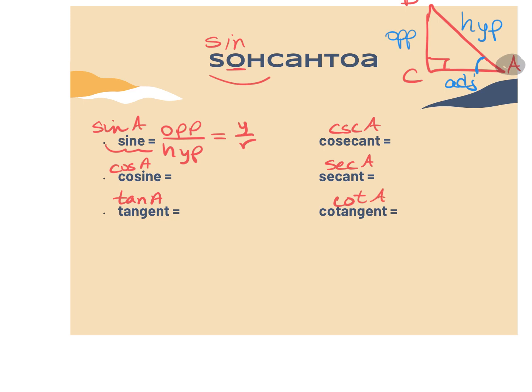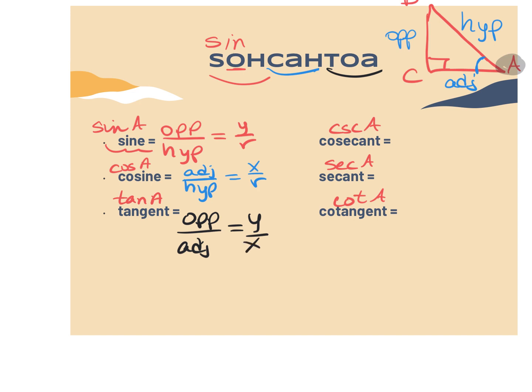So cosine, back in geometry, you memorized that. That's the C here, and that was adjacent over hypotenuse. And then what we just learned the other day, X over R. And then for tangent, that's the TOA, so that's opposite over adjacent. And yesterday we saw it's Y over X.